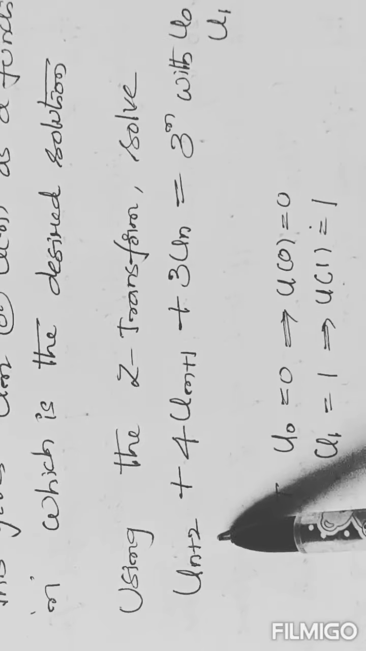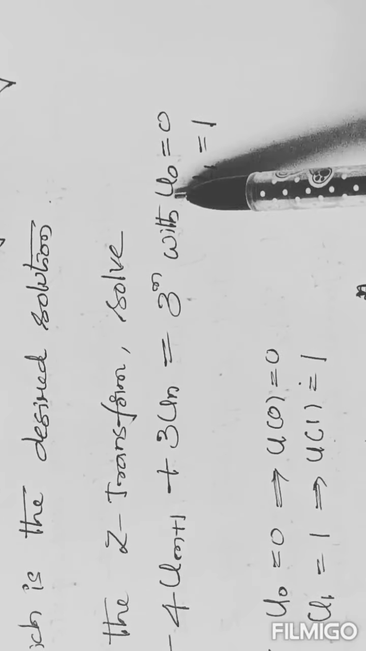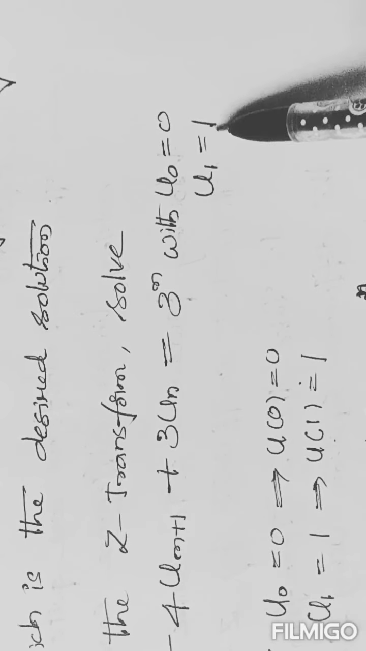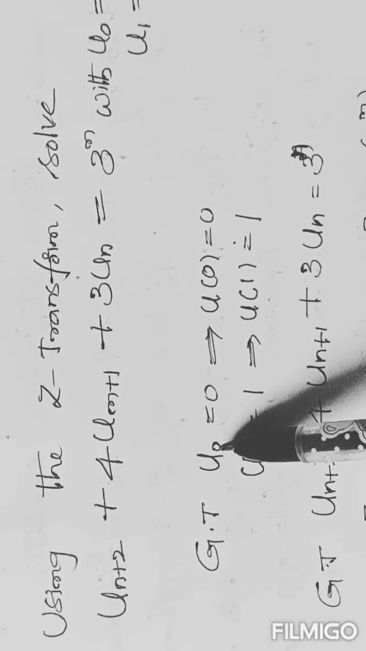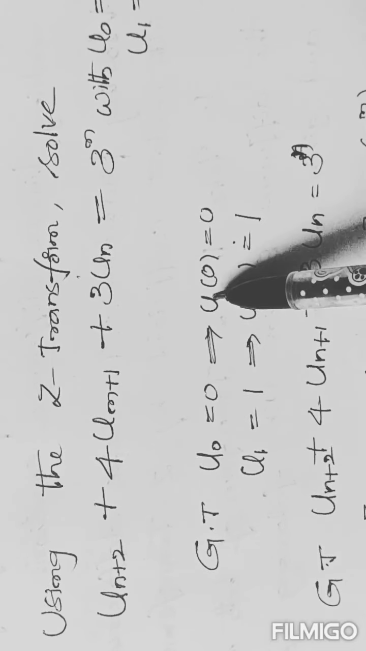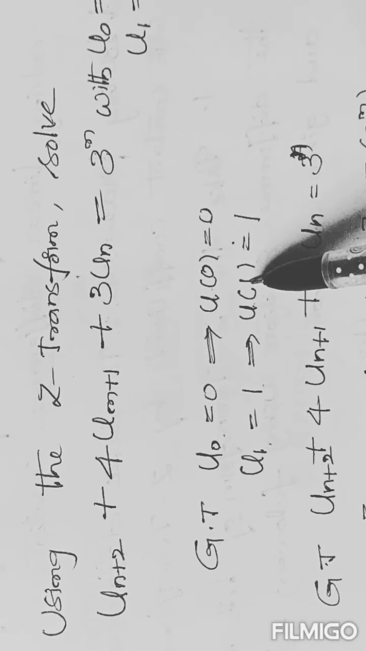Now the first question: using the Z-transform, solve u_{n+2} + 4u_{n+1} + 3u_n = 3^n, where the conditions are u_0 = 0, u_1 = 1. Using these two conditions, we have to define the solution of the given difference equation with the help of the Z-transform. This is the actual meaning of the given data. The conditions are u_0 equals 0, also written as u(0) equals 0, and u_1 equals 1, also written as u(1) equals 1.